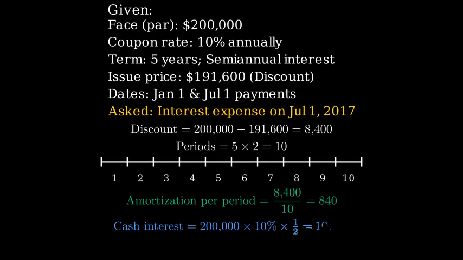Step 4. The cash interest payment each period comes from the coupon rate. 10% of $200,000 per year, split in half for semi-annual, gives $10,000 every period.